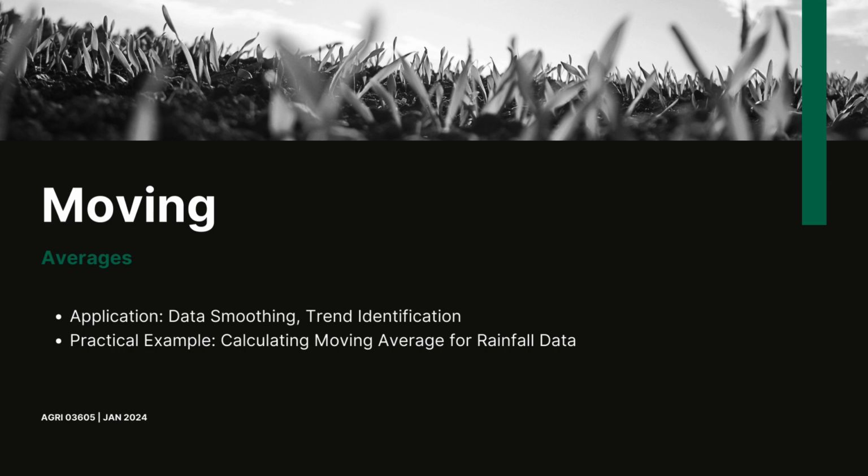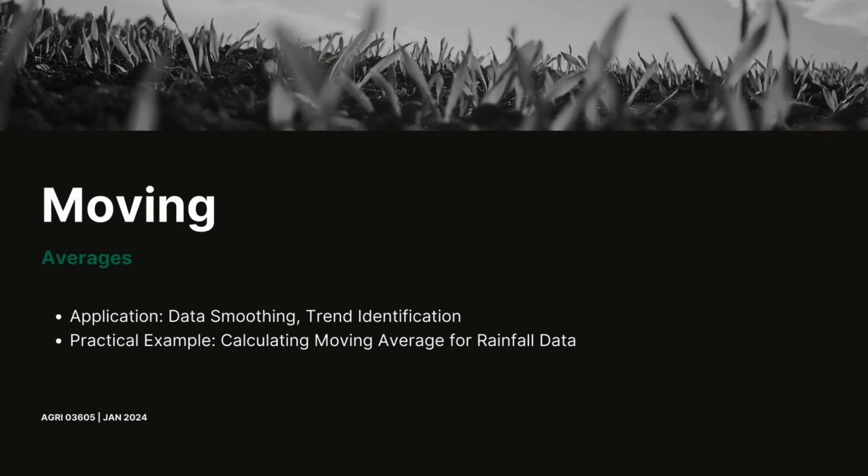Moving averages help us smooth data and identify trends. It's calculated by averaging a number of points around each data point. For example, in agriculture, we might use a moving average to smooth out rainfall data, helping us understand underlying trends.